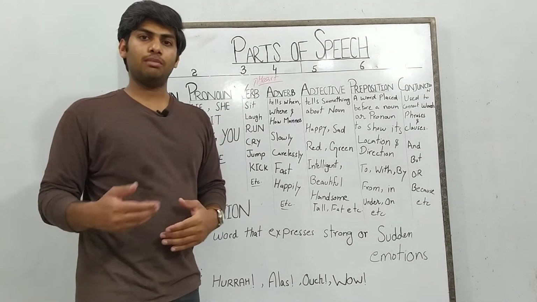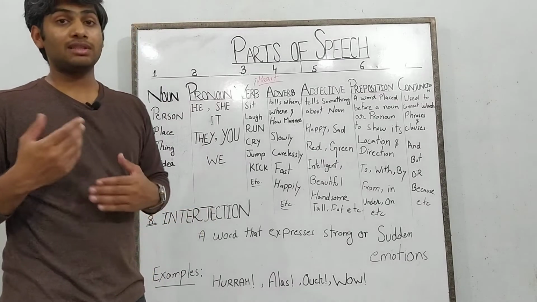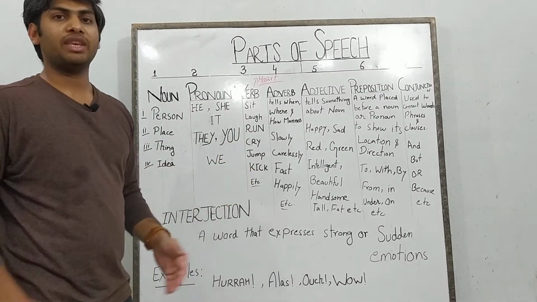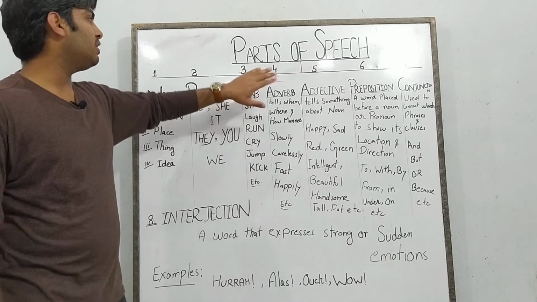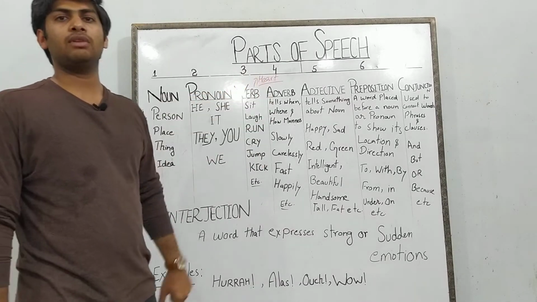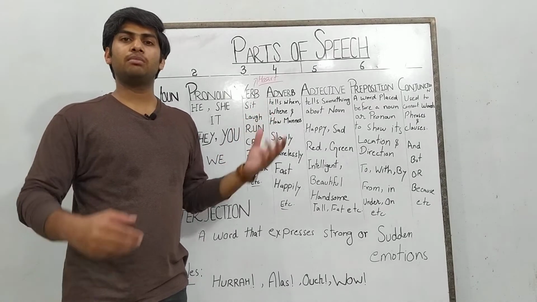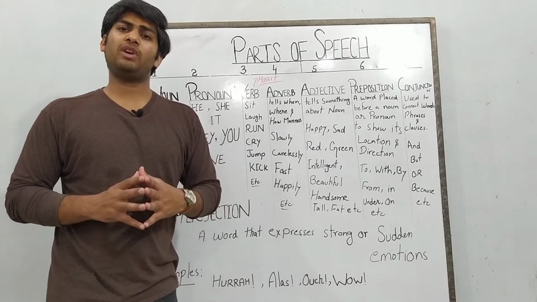Verb tells something about the noun or about the subject. For example, sit, laugh, run, cry, jump, kick, etc. So without verb you cannot make even a single sentence. Verb is something like a nucleus of every sentence.